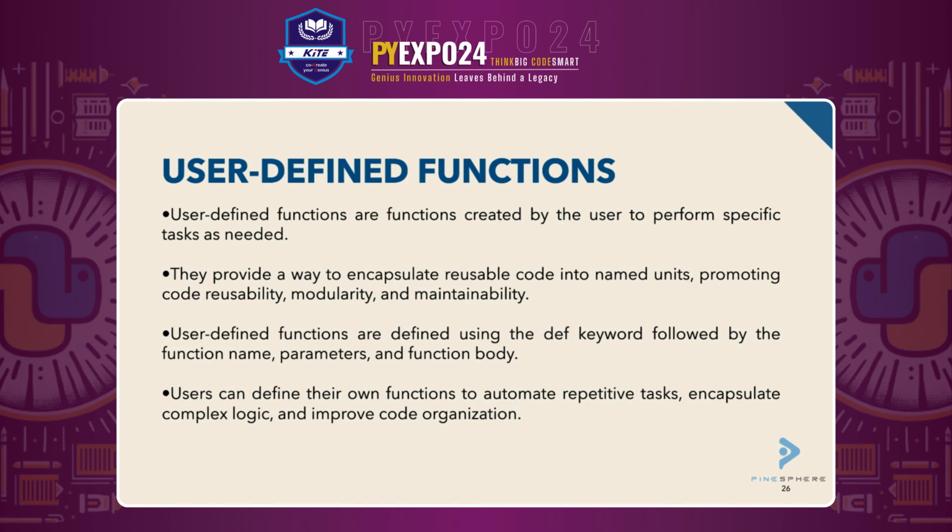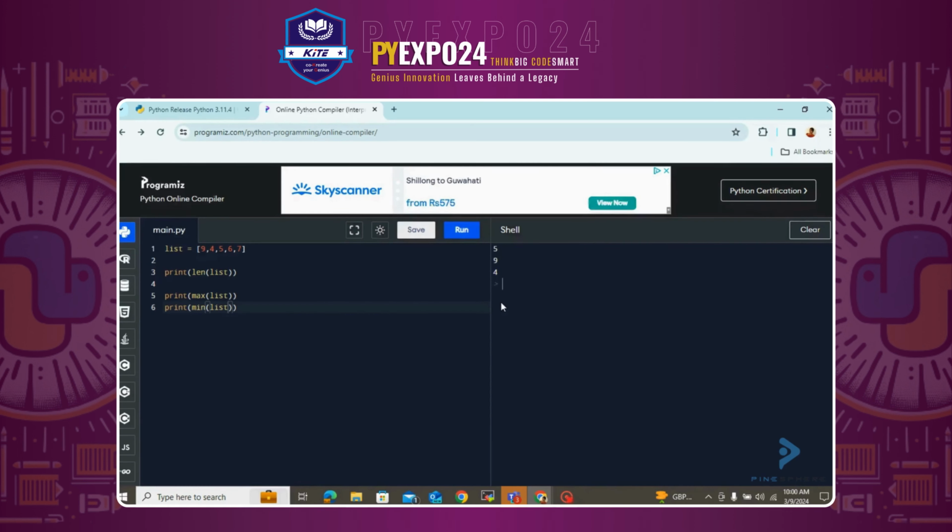Okay, the next is user-defined functions. So user-defined functions are created by the user to perform specific tasks as needed. They allow developers to encapsulate reusable code into named units, promoting code reusability. Okay, so these functions are all built-in functions, right? A user-defined function is, suppose we want to introduce a new functionality into our application. At that time we will define our own function. That is what I previously showed, right?